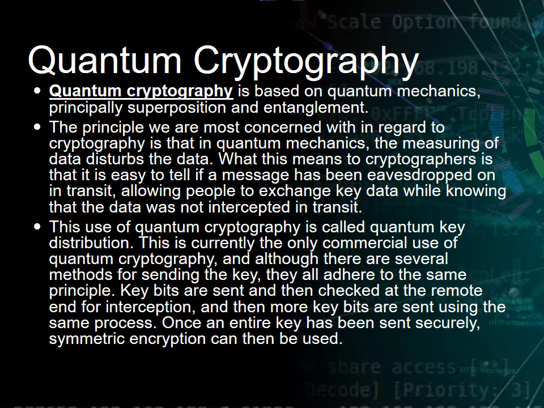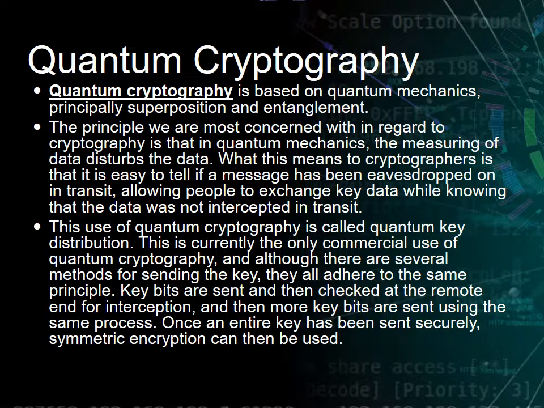The most recent type of cryptography is quantum cryptography. Quantum cryptography is based upon quantum mechanics, principally superposition and entanglement. The principle we are most concerned with in regards to cryptography is that in quantum mechanics, the measuring of data disrupts the data. What this means to cryptographers is that it's easy to tell if a message has been eavesdropped on in transit, allowing people to exchange the key data while knowing that the data has not been intercepted in transmission. The use of quantum cryptography is called quantum key distribution.